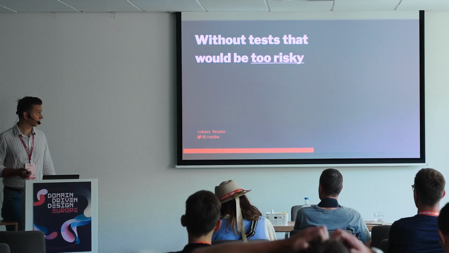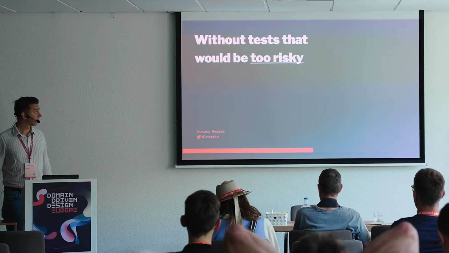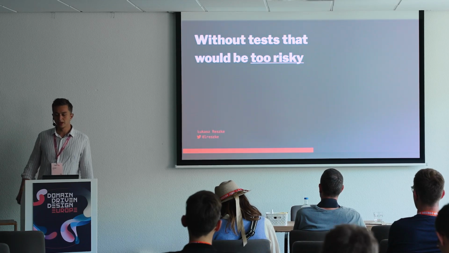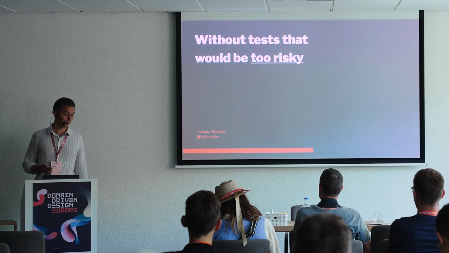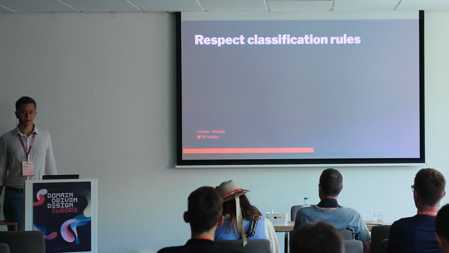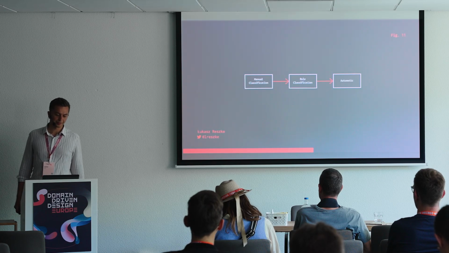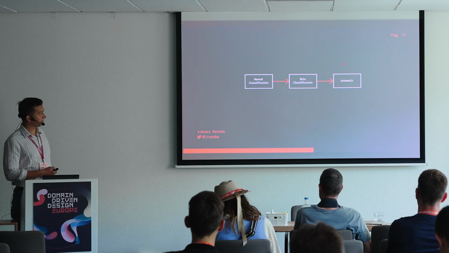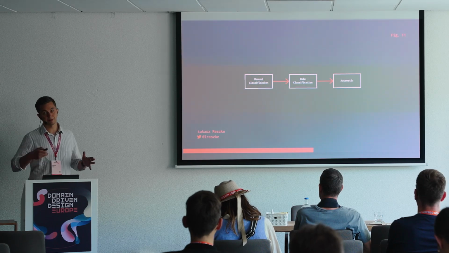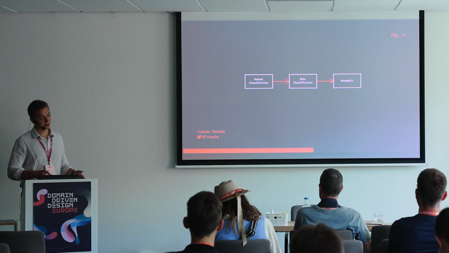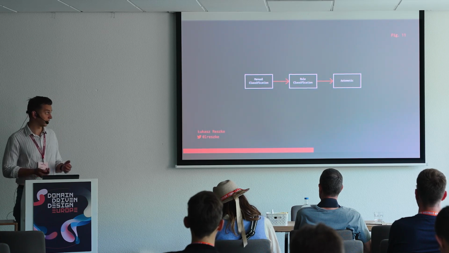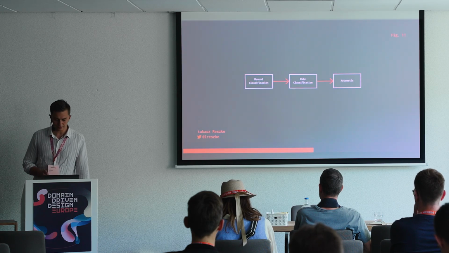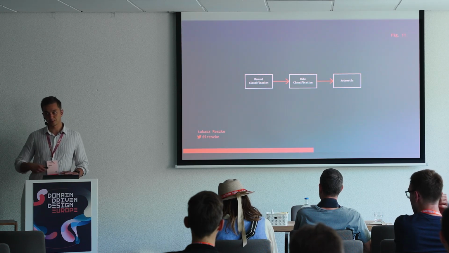Without that, I don't know, we could try, but it's just like a Big Bang rewrite. It's very, very risky. So our project, the first part, which we thought was the only part, was to respect classification rules. We have a couple of classification methods, but there is some hierarchy. Manual classification is more important than rule classification, which is more important than automatic classification, meaning that automatic classification cannot override rule classification.